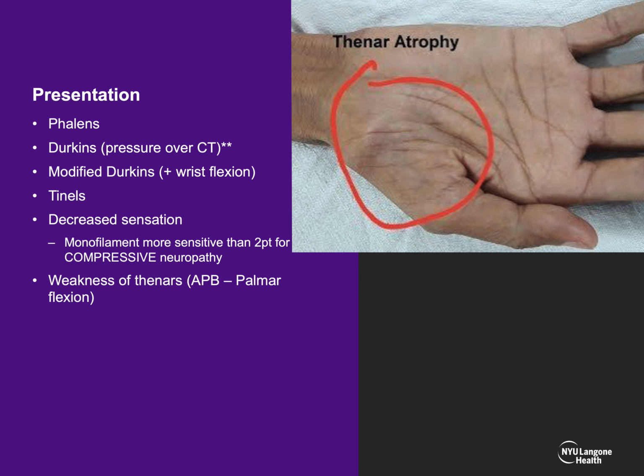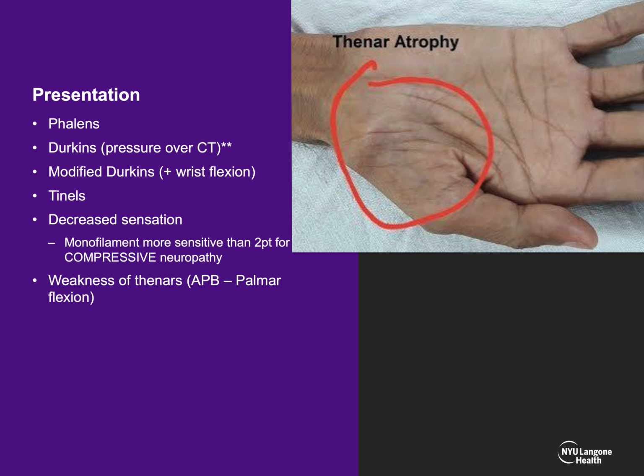So on exam, the most helpful test is the Durkan's. That's pressure over the carpal tunnel. The modified Durkan's is a combination of the Phalen's and the Durkan's, where it's pressure over the carpal tunnel with wrist flexion. That is the most specific test, but Durkan's or modified Durkan's is, if they ask, the test that you want to be positive.